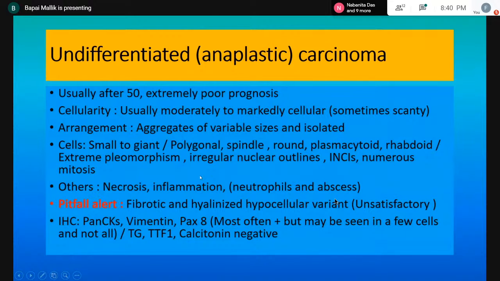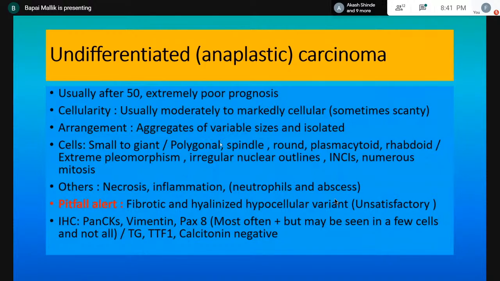The cell morphology can be very variable. You can actually have a small cell variant of anaplastic thyroid carcinoma, and you can think how difficult that is going to be. And some of them can be giant cell variants. So look at the variation from small to giant. Cells can be polygonal, spindle, round, plasmacytoid. There is a rhabdoid variant, which may look like oncocytic. They show extreme pleomorphism. You will never ever miss them as a non-malignant lesion. They just look back at you.